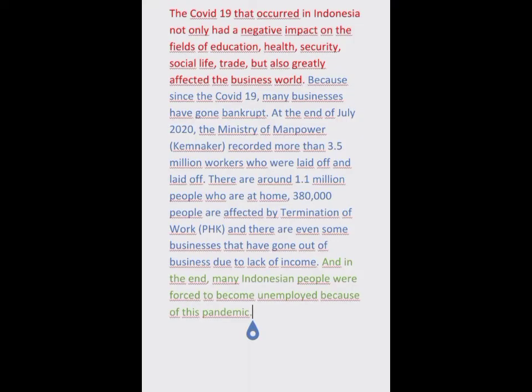The COVID-19 that occurred in Indonesia not only had a negative impact on the fields of education, health, security, and social life, but also greatly affected the business world, because since COVID-19, many businesses have gone bankrupt. At the end of July 2020, the Ministry of Manpower recorded more than 3.5 million workers were laid off. There are around 1.1 million people who are staying at home, 380,000 people are affected by termination of work, and there are even some businesses that have gone out of business due to lack of income. And in the end, many Indonesian people were forced to become unemployed because of this pandemic.